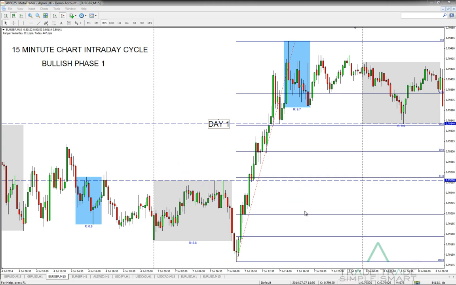So in and around these levels, we would expect to see manipulation and the absorption of retail orders. So we would have these levels marked off before the London session opens. So that would give us enough time to wait for the levels to come into play, and then to identify the manipulation take place, and then to buy into the market in line with the market trend.